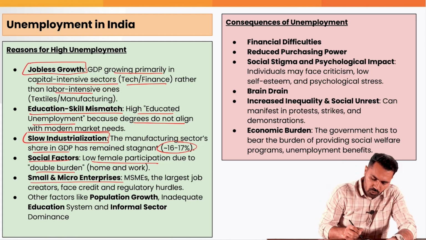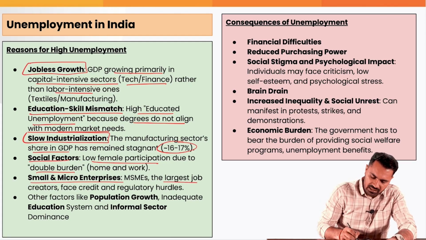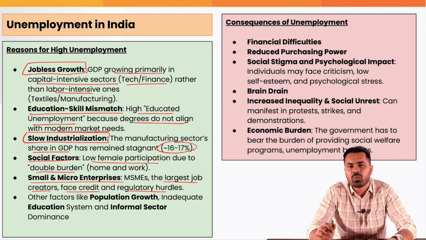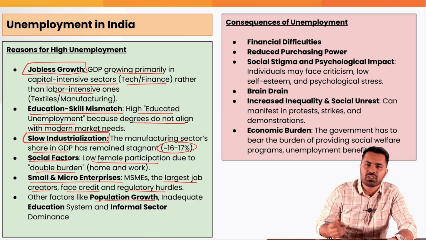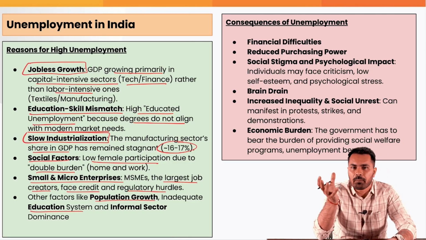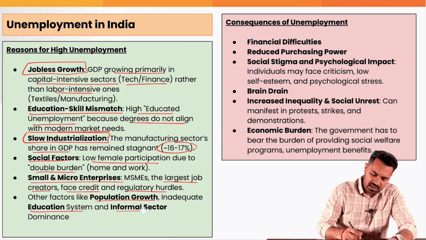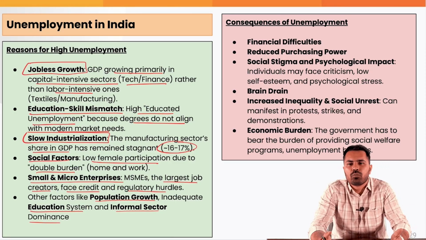Then you have small and micro enterprises, MSMEs, which are not functioning very well. They are the largest job creators. They face credit and regulatory hurdles. A lot of paperwork is required for MSMEs to comply with. So it creates issues. And then there are other issues like high population growth and the large population base of India, an inadequate education system which does not match the required skills in the market, and informal sector dominance. Largely your informal sector in the form of small factories, gig workers, and all those.